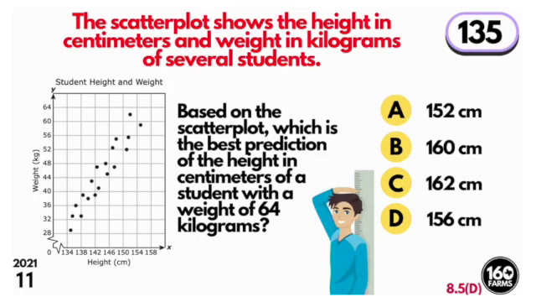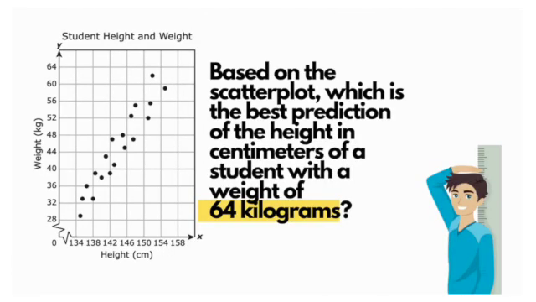Number 11, the scatter plot shows the height in centimeters and weight in kilograms of several students. Based on the scatter plot, which is the best prediction of the height in centimeters of a student with a weight of 64 kilograms? Scatter plots, looking at a bunch of pieces of data and seeing if they have a linear relationship. So we're going to look for 64 kilograms.